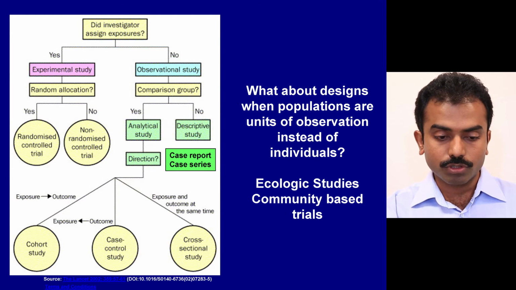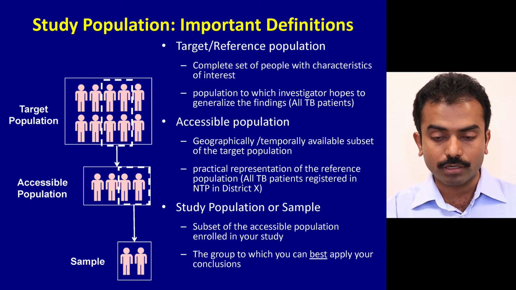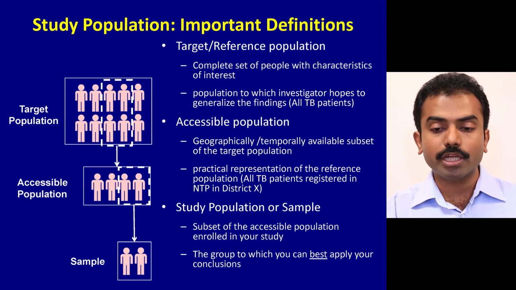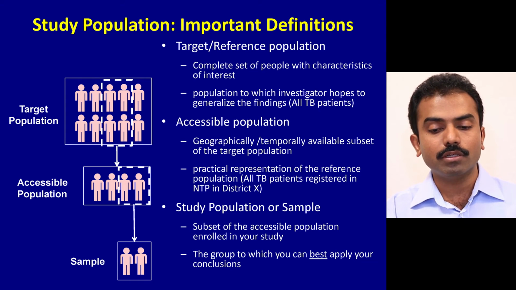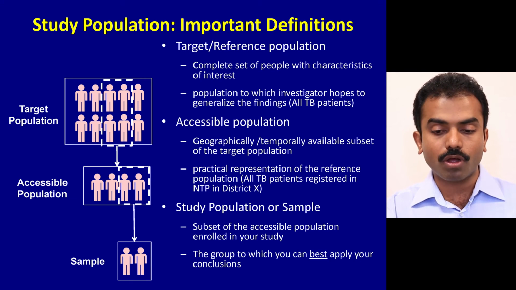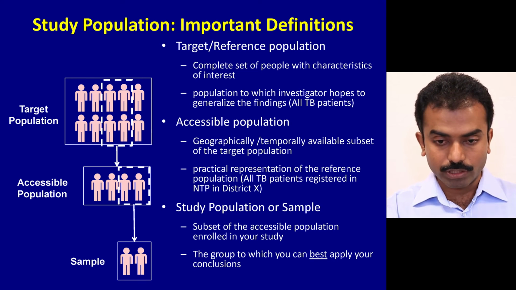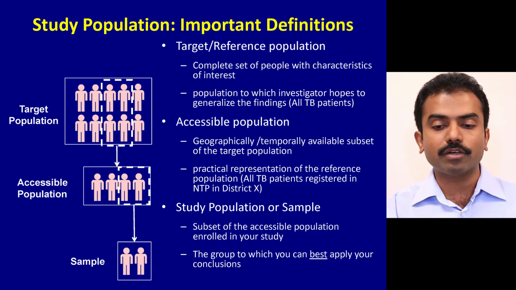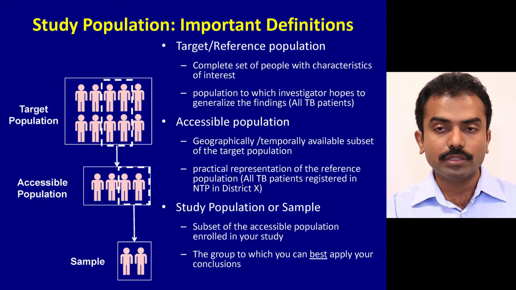Now let's move on to another important concept that we have to know, and this is study population. And there are three important terms I want to introduce here. One is target population or reference population. The next one is accessible population. And the third one is study population or the study sample. Now, what is target population or reference population? This is the complete set of people with the characteristics of interest that we are looking for. This is the population to which the investigator hopes to generalize the findings.